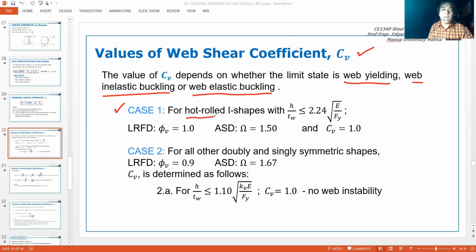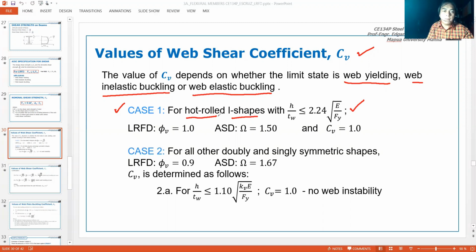So, hot rolled, and I-shape siya. Then you have to check this condition: yung H over TW ratio niya should be less than or equal to 2.24 square root of E over Fy. So basically, all of the variables are properties of the section, and they are always given. So kapag na-satisfy yung equation na yan, that falls under case 1.